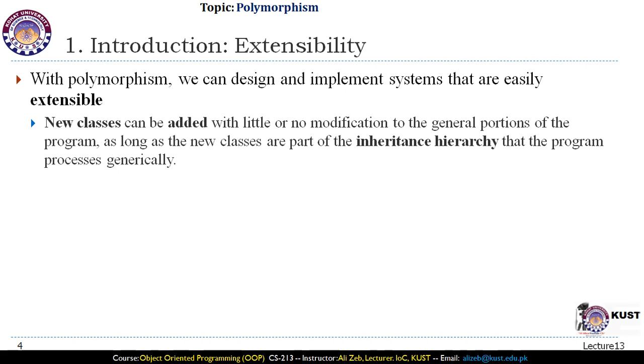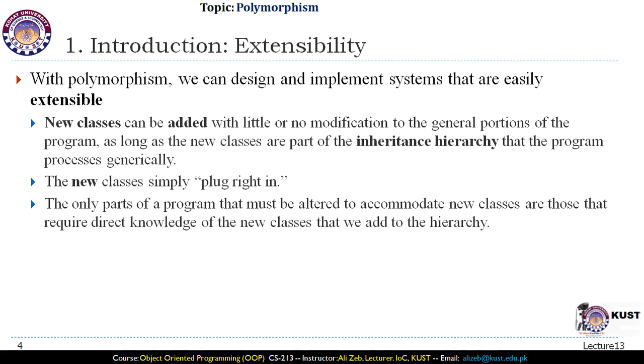If, for example, we want to draw a 4th kind of shape, what we would do is extend the shape class by that subclass, and in the subclass we will define and implement a draw method. So any kind of class should be relevant to the superclass, and in that case we will be able to plug that class right into the hierarchy. The only parts of the program that must be altered to accommodate new classes are those that require direct knowledge of the new classes that we add to the hierarchy.